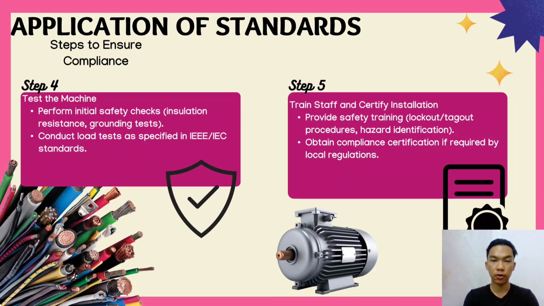So, for step 4, before the motor can be fully operational, it must be tested. Initial safety checks like insulation resistance and grounding tests are performed, followed by load testing as specified in IEEE and IEC standards. Finally, step 5. Staff training is conducted to ensure workers understand safety protocols, such as lockout or tagout procedures and hazard identification. The installation is certified to confirm compliance with local regulations.